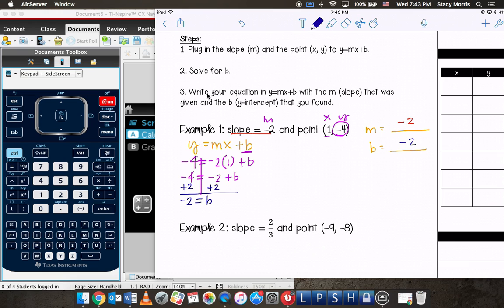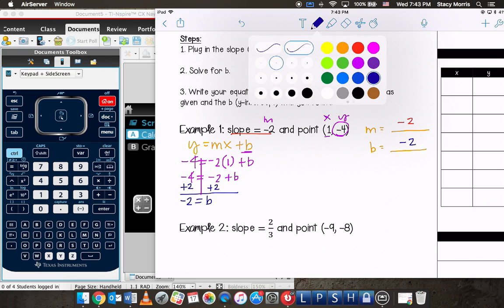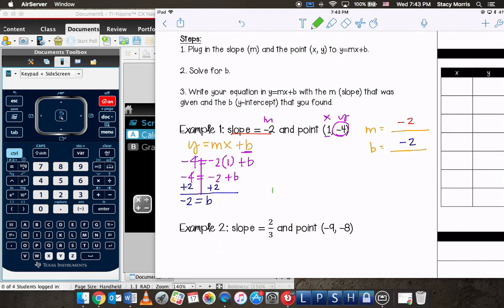That was step 2. Step 3, write your equation in y equals mx plus b with the m plugged in, which was given to us, and the y-intercept that we found. So our equation is y equals, our m is -2x plus our b, which is also -2. Instead of putting plus -2, I just wrote -2. So this is my equation.